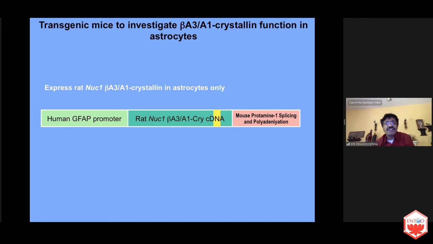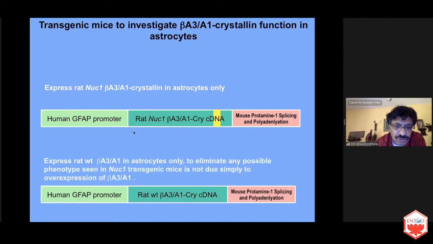So we made some transgenic mice where you use the human GFAP promoter, and we took the rat Nuke-1 cDNA, the mutation, and tried to overexpress it in the astrocytes and see what happens. We also did the wild type as the control, but again, I cannot go into detail. This gene is very interesting. Nature does not allow it to overexpress this protein in astrocytes.